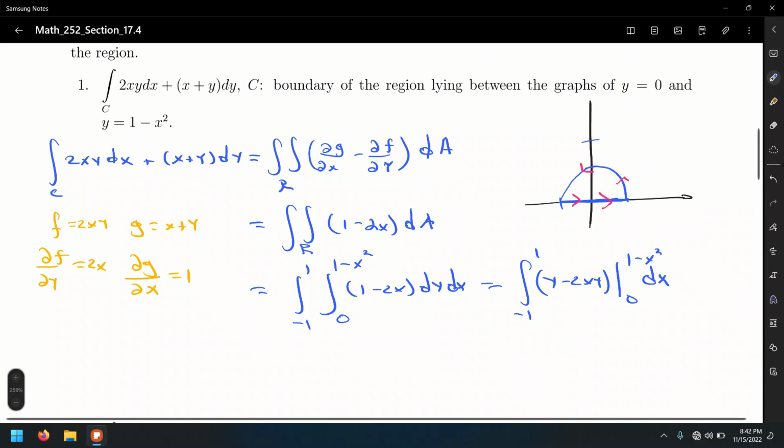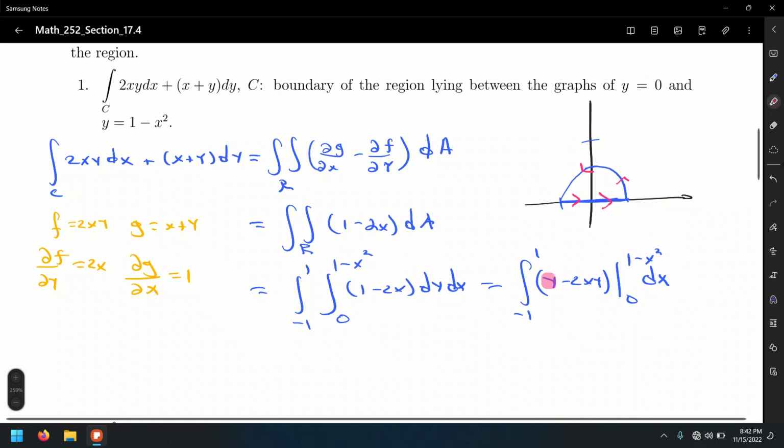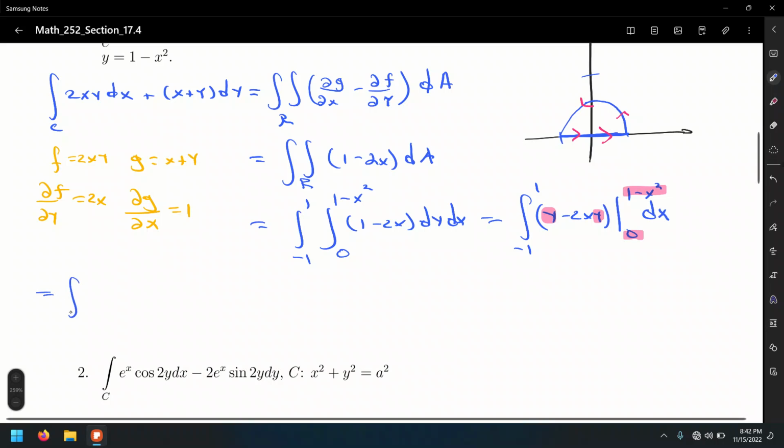So that's the first iteration of the integration. Let's do the second iteration. Fundamental theorem first. And again, the limits of integration will get plugged in only in y, all right? Because we integrated with respect to y. So that's equal to the integral from -1 to 1 of y, which is 1 minus x squared, minus 2x times y, which is 1 minus x squared, dx. And now we end up with a single integral that depends only on x.